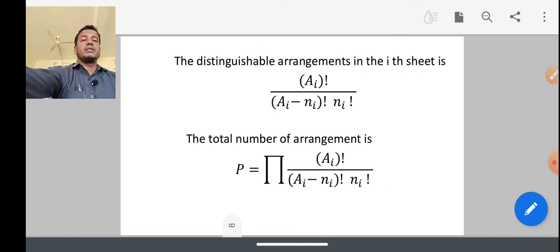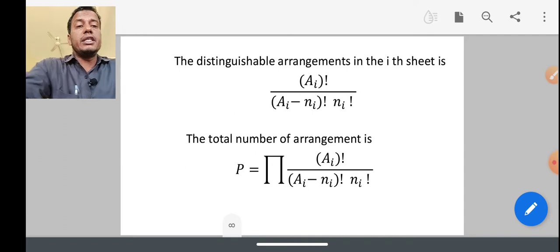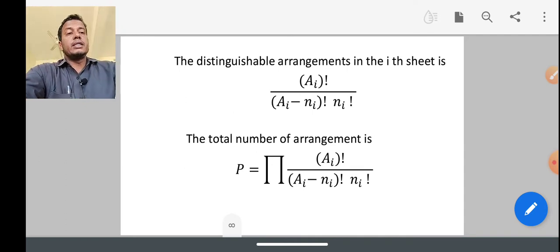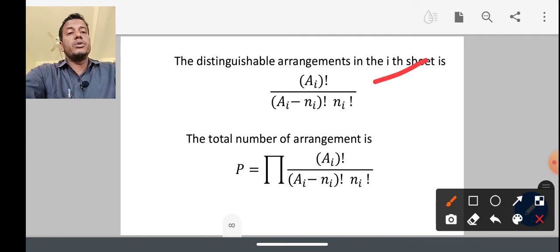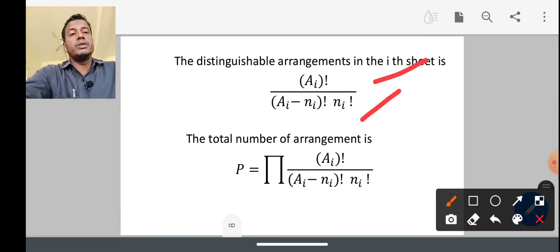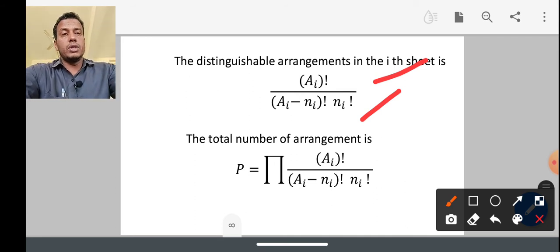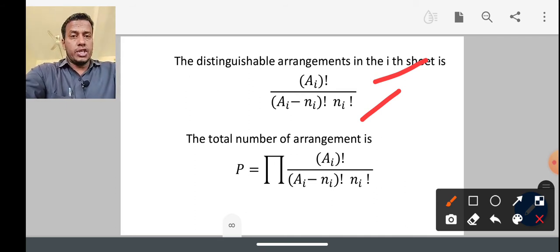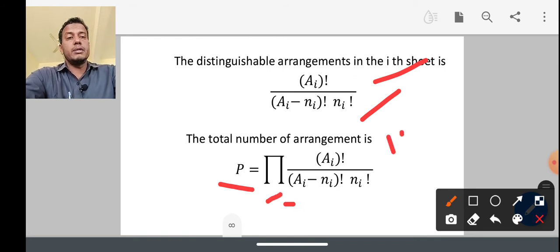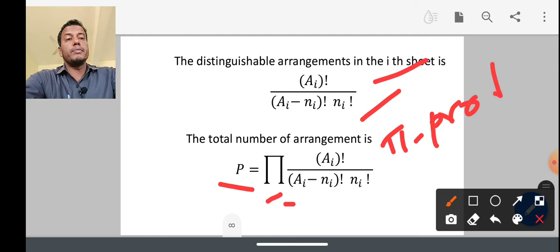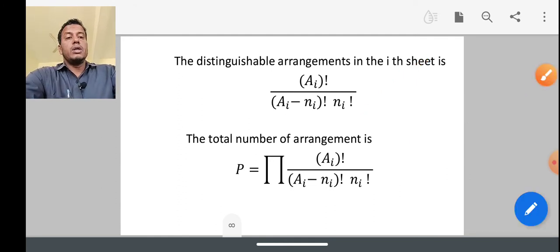The distinguishable arrangements in the i-th sheet can be given by the formula A factorial divided by (A minus Ni) factorial into Ni factorial. Then the total number of arrangements over the whole system can be given by the product of these numbers. The probability P is equal to the pi symbol, which means a product, of A factorial over (A minus Ni) factorial and Ni factorial.